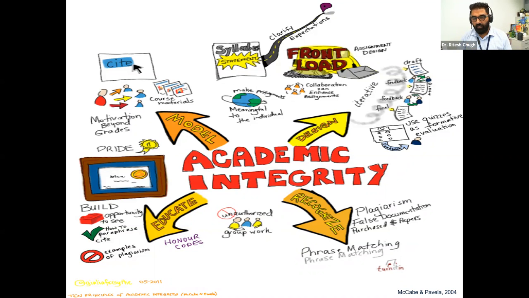As I defined in the first slide, academic integrity or breaches of academic integrity can take different forms. And they could be plagiarism, self-plagiarism, collusion, cheating, contract cheating. Thanks, Tony.